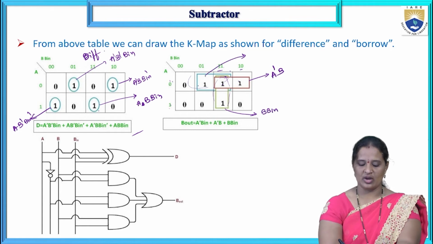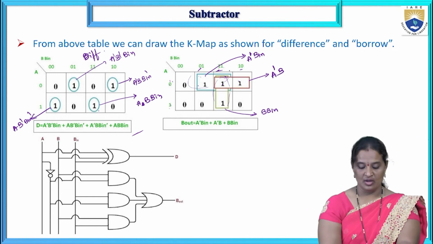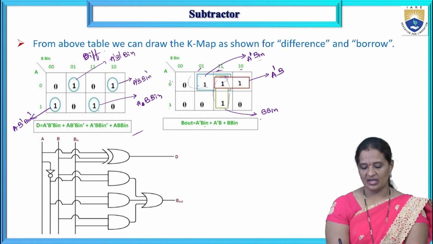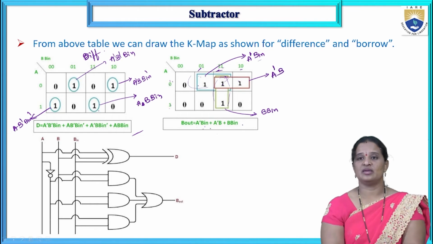Now coming to this one, this is A bar because A value is 0, so A bar. Now for these two cells, B is varying, eliminate B. Bin is common, which is equal to 1, so Bin. So now the equation is A bar Bin plus A bar B plus B Bin. So this is the equation for B out.